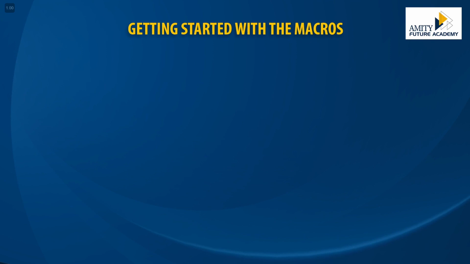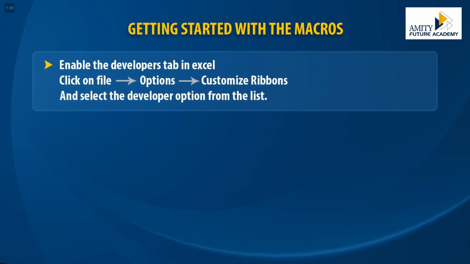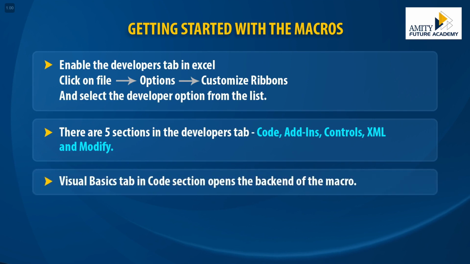Getting started with the macros. As I've mentioned earlier, we have to enable the Developer tab. Once you follow these steps, the Developer tab will appear on your toolbar. You'll notice that there are 5 sections in the Developer tab: code, add-ins, controls, XML, and modify. The Visual Basic tab in the code section opens the backend of the macro.